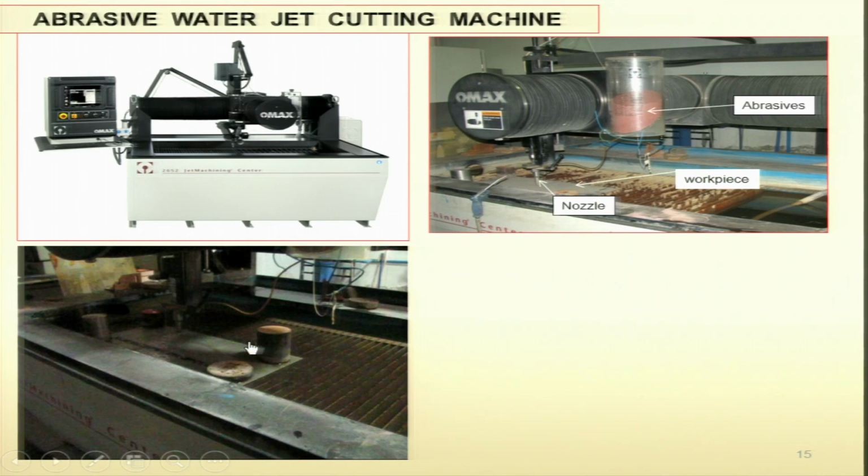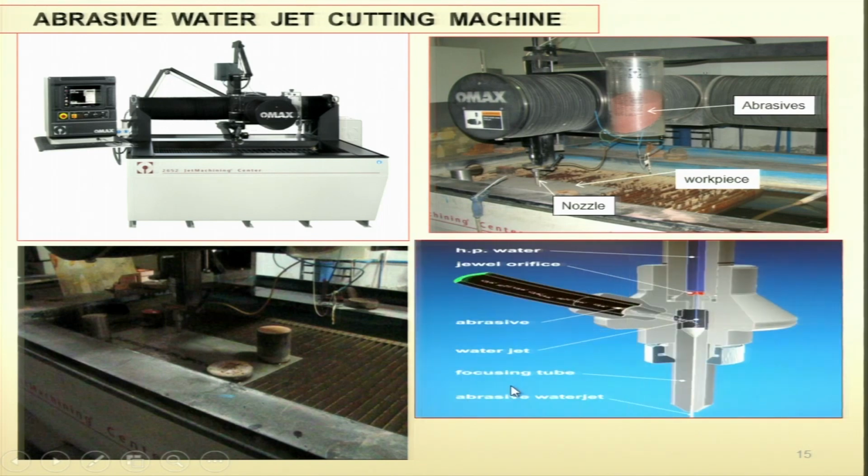You can see here, not very clear over here, here cutting is taking place. This is another view showing different features of this. Now you can see here cutting has taken place at this particular point. So these are the abrasive etc., different elements of the machine that is shown over here.